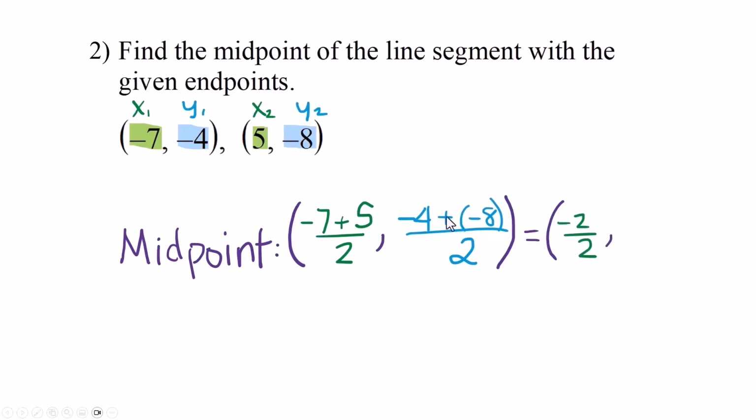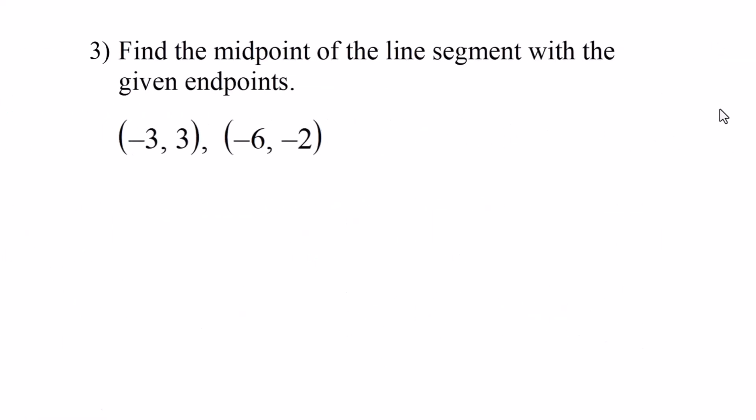Negative 7 plus 5 is negative 2. Negative 4 plus negative 8 is negative 12. And we're going to divide both of those by 2, so we end up with negative 1 and negative 6.